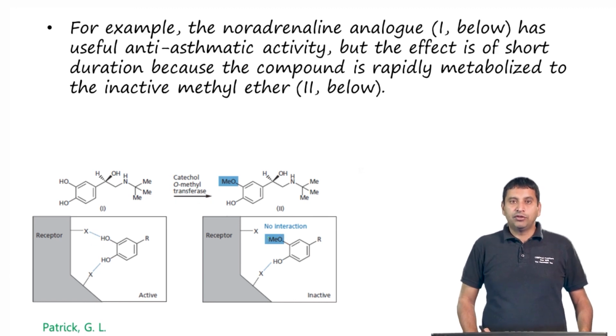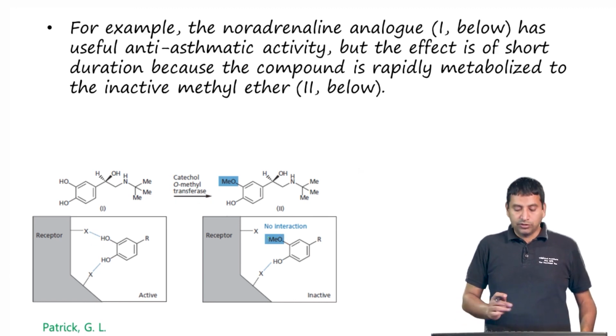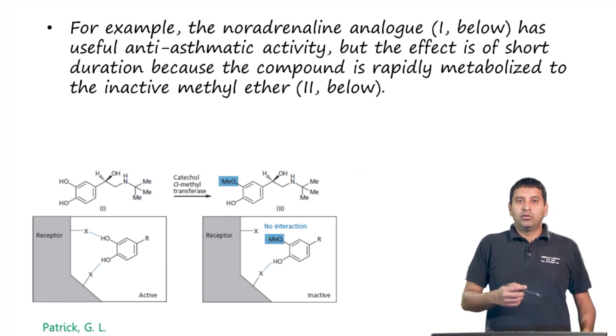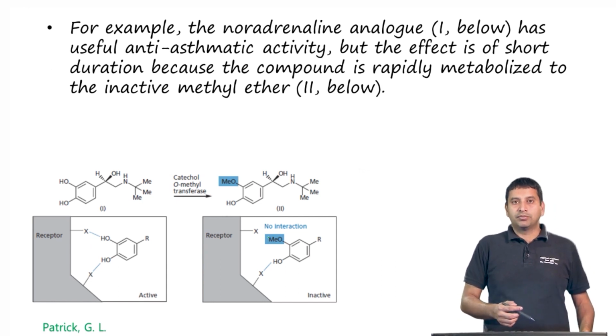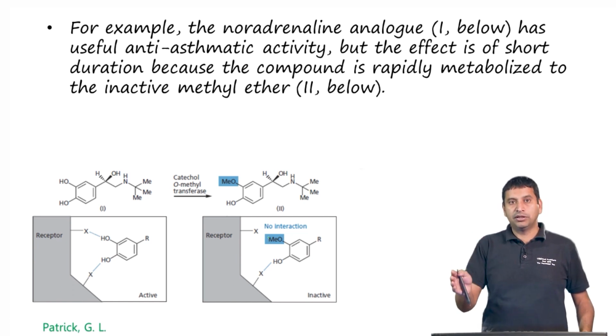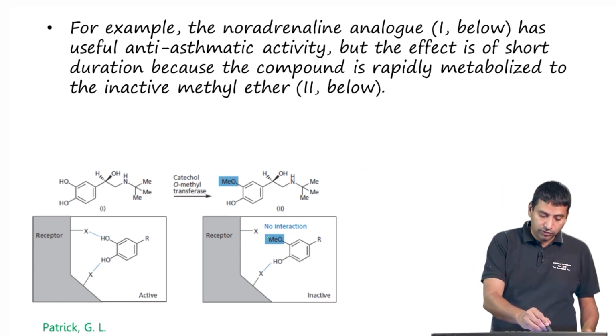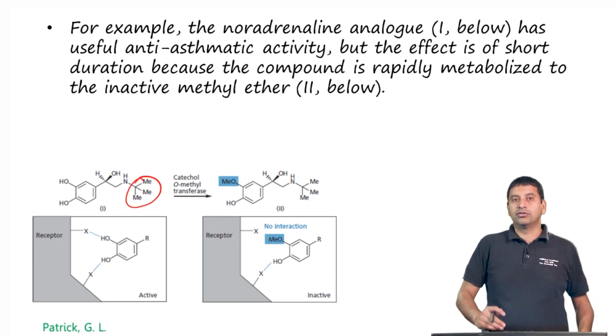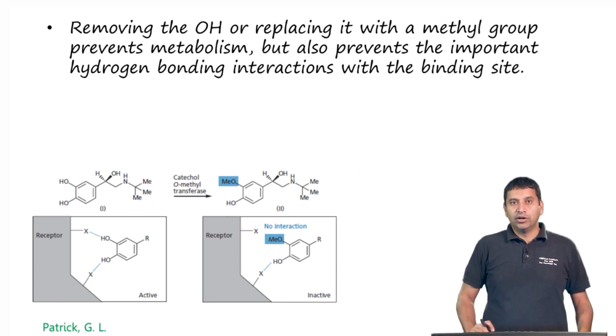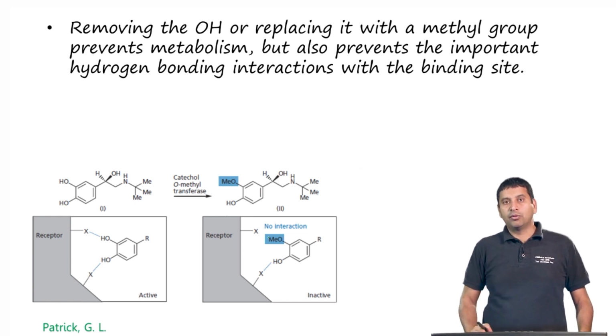So, for example, if you now use an analog, this OMe compound, it has been found to have useful anti-asthmatic activity, but the effect is of short duration because the compound is rapidly metabolized to the methyl ether. Okay. So, if you use this analog, it is quite good, but it is going to be rapidly metabolized. Okay. So, removing the OH or replacing it with a methyl group was also tried, but these also were found to be inactive because of the important hydrogen bonding interaction.